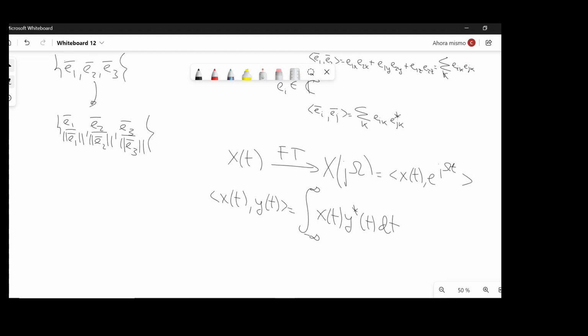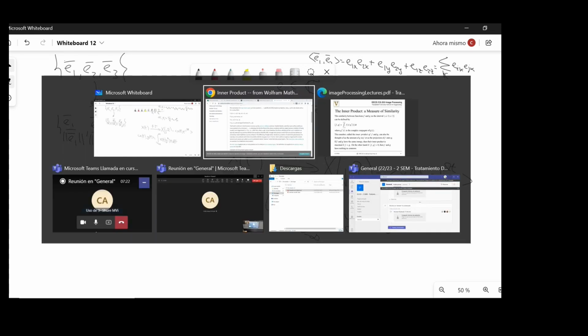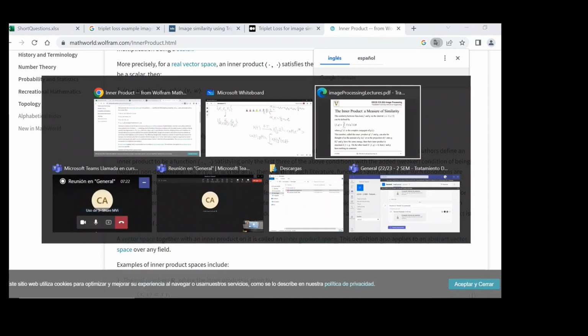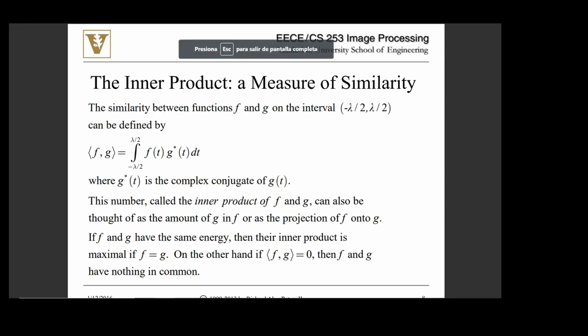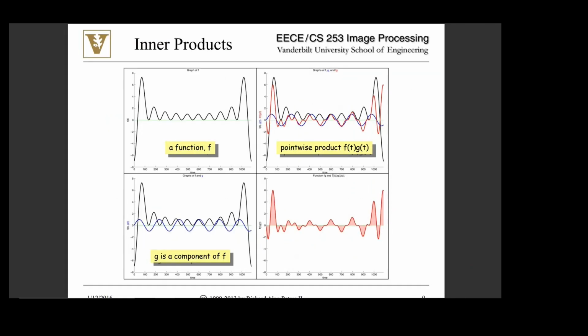So let's come back to our slides. We need to define inner products. And this is for periodic signals. So for periodic signals, you go from minus lambda half to lambda half. You don't go from minus infinity to infinity. But all the other things are the same. And here we see, for instance, how these inner products can be calculated.